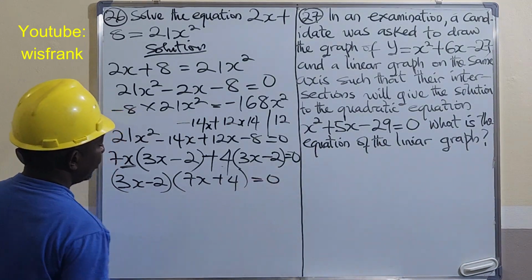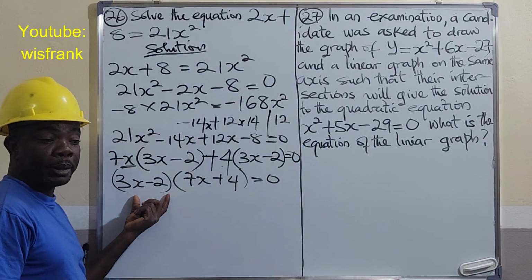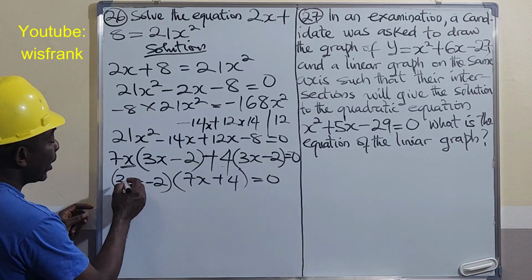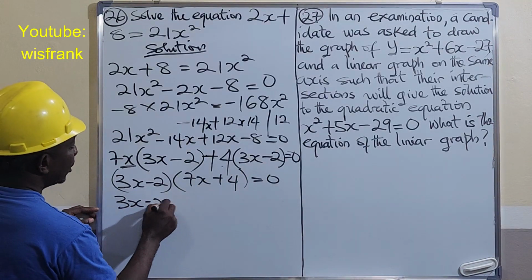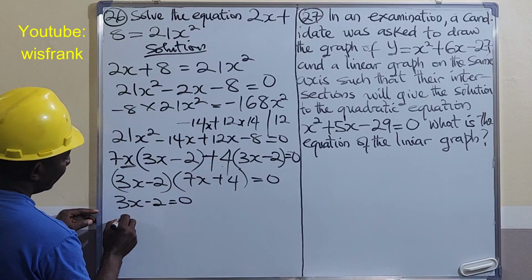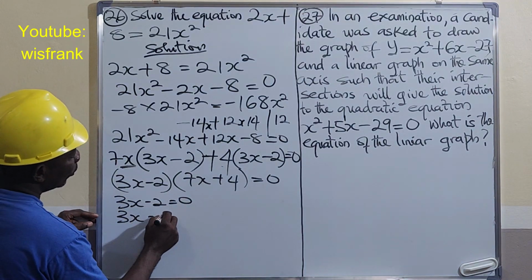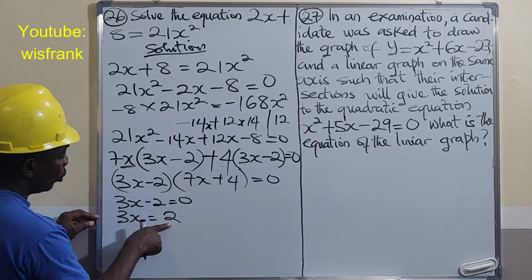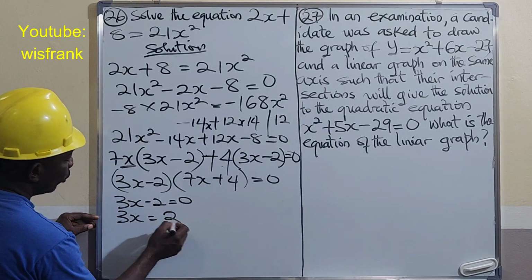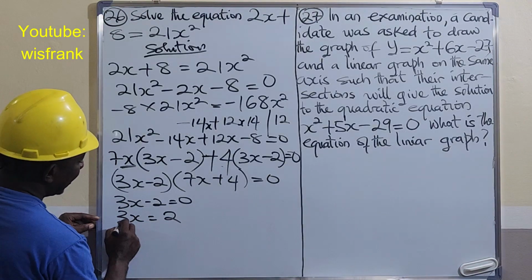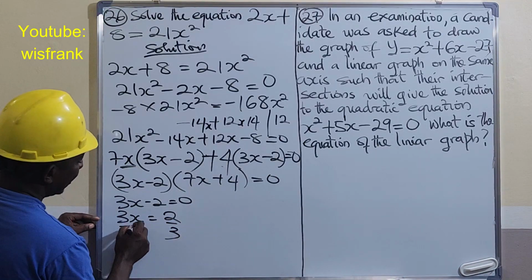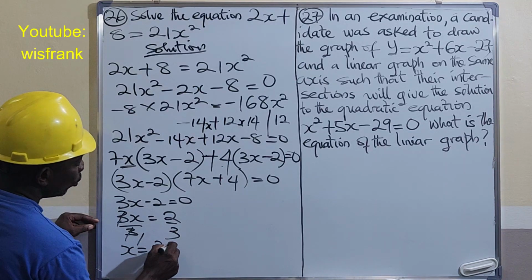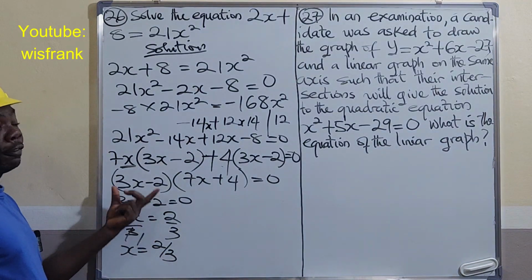So equals 0. Here, it is either the first parenthesis equals 0 or the second parenthesis equals 0. We take the first one, we have 3x minus 2 equals 0. Therefore, we have 3x equals 2, because minus 2 will transpose to the other side and become plus 2. We can divide all through by 3. The 3s cancel, leaving 1. Therefore, x equals 2 over 3. That is for the first parenthesis.